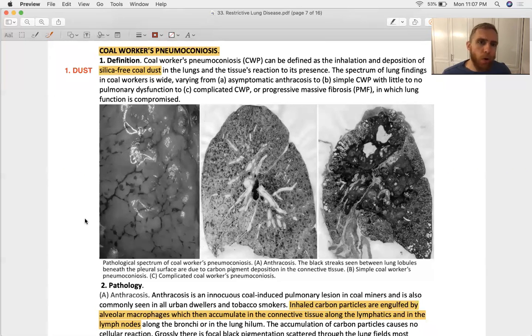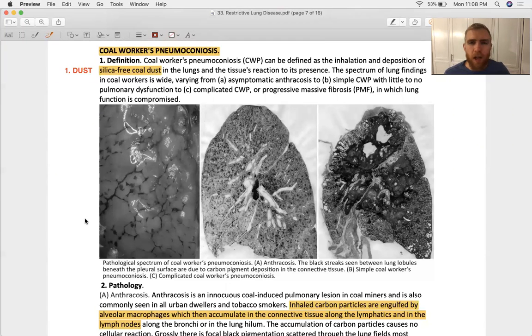Let's start with coal workers' pneumoconiosis. Obviously, coal mining used to be a massive industry, and so this diagnosis was extremely prevalent back in the 70s, 80s, 90s when America was largely powered by coal. It still kind of is in some regions, especially amongst the Southeast, West Virginia, Kentucky, those sorts of states.